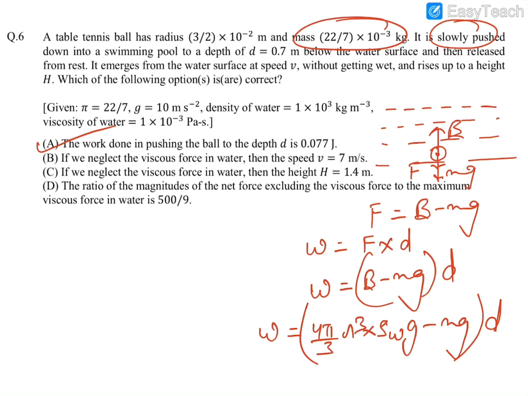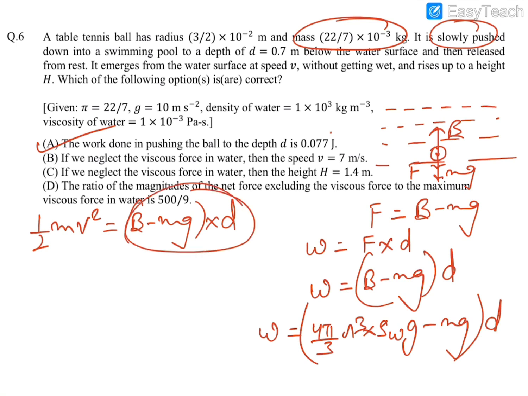So the speed with which this ball will come out will be half mv square, and when this ball will be moving in the upward direction, then net force acting on the ball will be buoyancy minus mg. So work done by this net force, buoyancy minus mg, into same distance d will be equal to half mv square, and this work done is itself given in option A, which is 0.077, which we have already calculated. So we can calculate V from this equation, and it would be 7 meters per second. So option B is also correct.